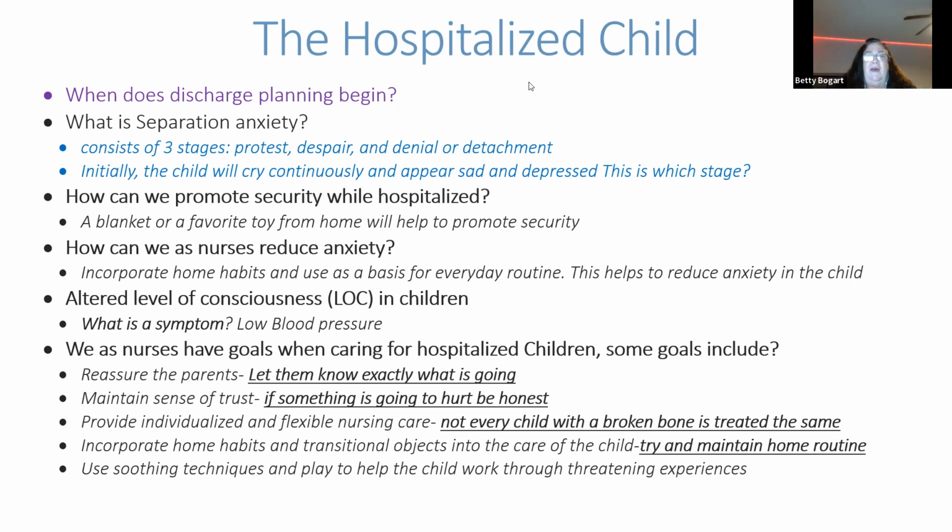I mean, we all have our own ways we do things. For a separation anxiety child, we want to put the same nurses there, so it shows some consistency. But remember, having some diagnoses with more flexibility can help. Try to put home habits, transitional objects, again, like the blankie, the jammies, etc. Try to maintain that home routine and soothing techniques. Play with your kid, get them through these horrible experiences with distraction, right?